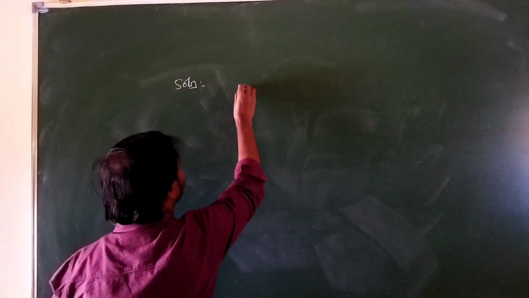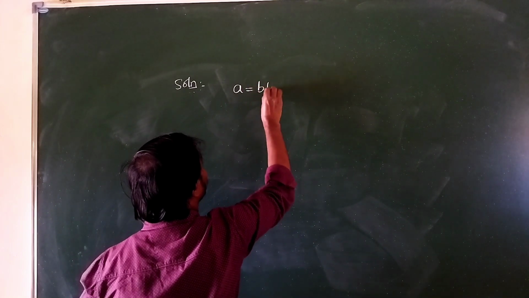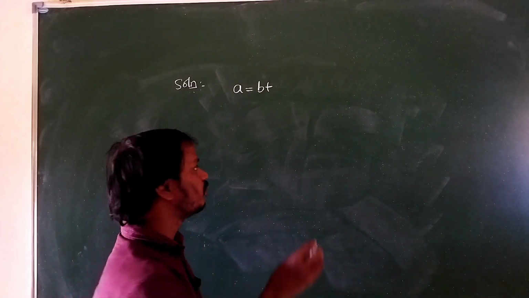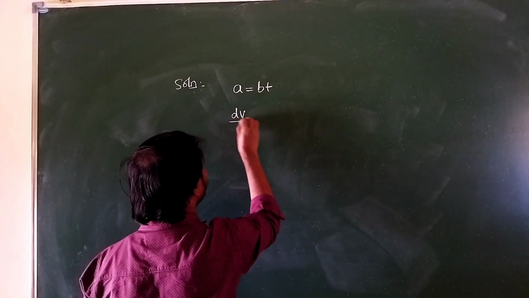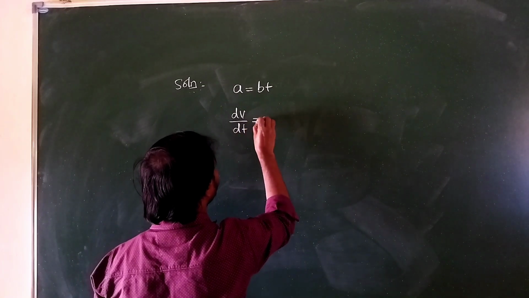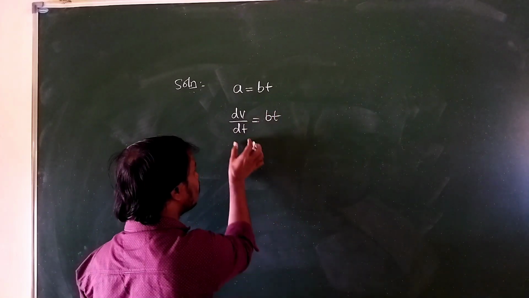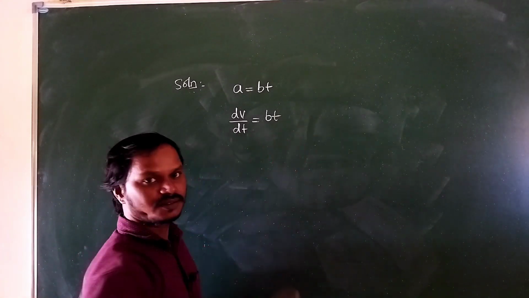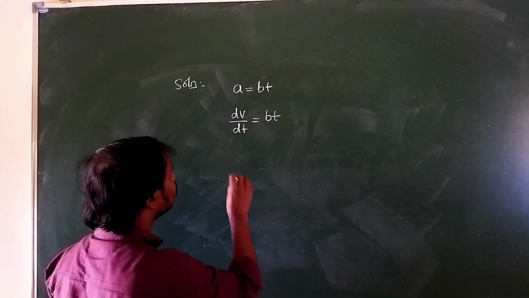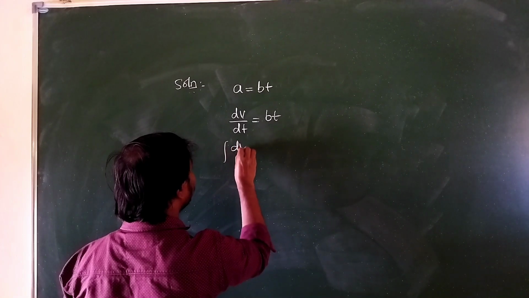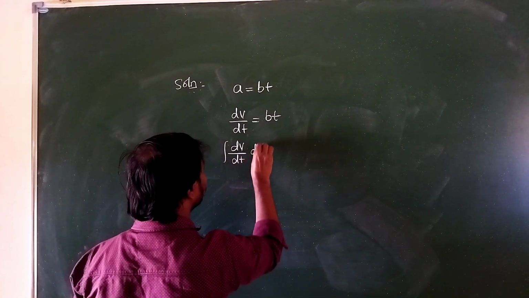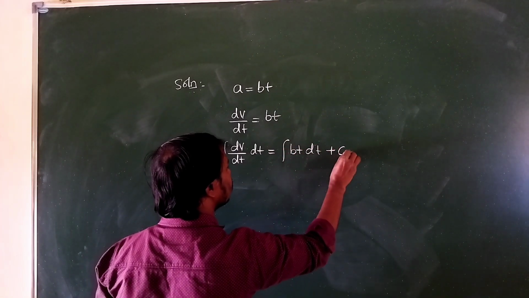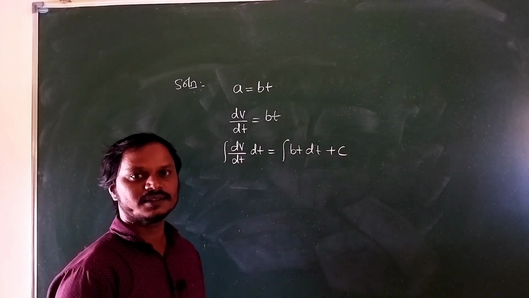So here acceleration is increasing linearly as b into t. Then acceleration can be written as dv by dt, because acceleration is nothing but the rate of change of velocity. Then dv by dt is equal to b into t. Let us take this dt to the right hand side, otherwise integrating both sides with respect to time. Integration of dv by dt with respect to t is equal to integration of bt with respect to t plus c. It is called an indefinite integral.